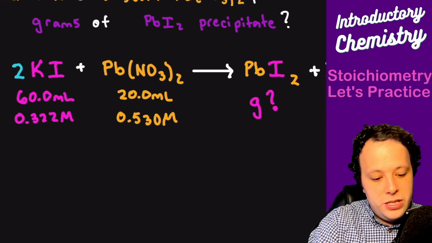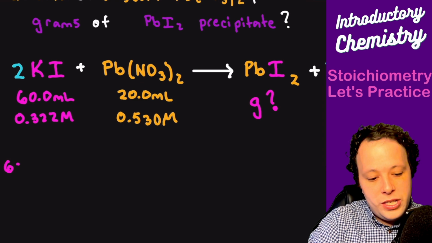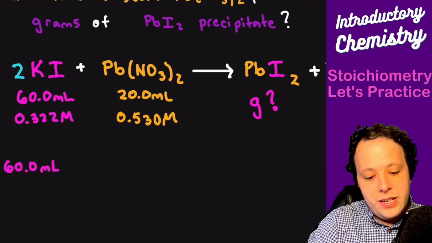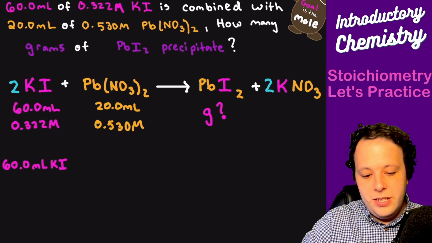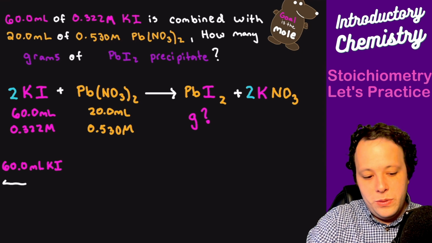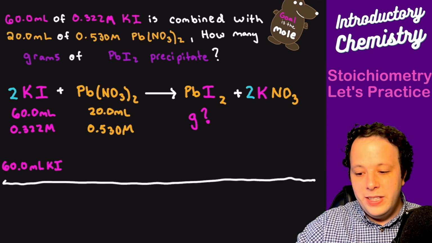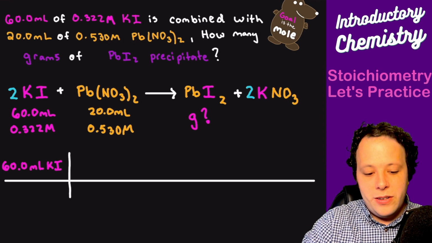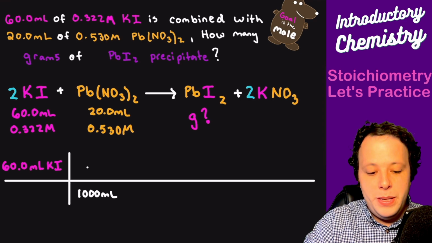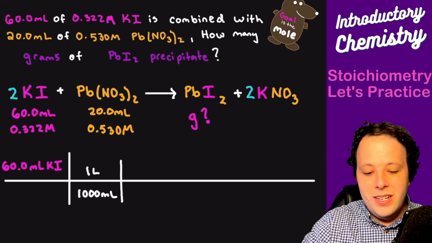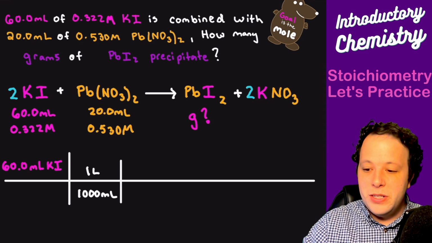So let's first do it for the first one, which is KI. So we have 60 milliliters of KI. And what we are going to do with that is convert that all the way to our moles of lead iodide. So we got to go from milliliters to moles. First things first, we need to get this to liters because we need to be able to use our molarity, which is moles over liters.